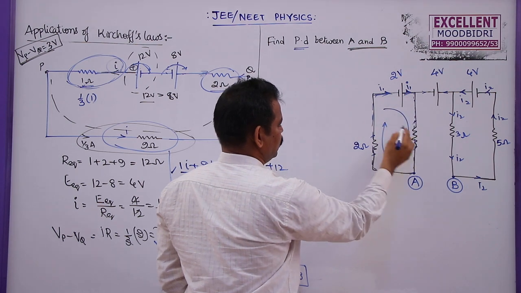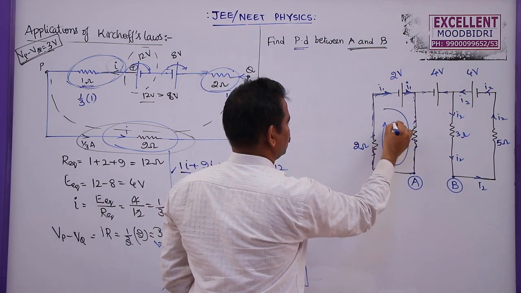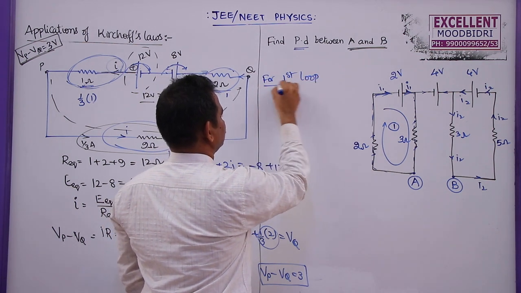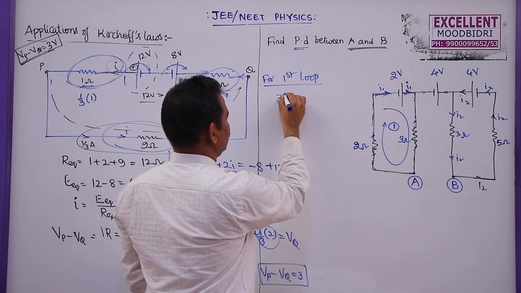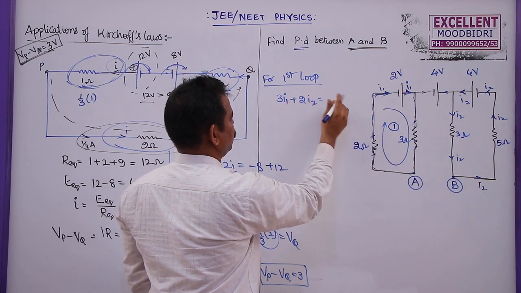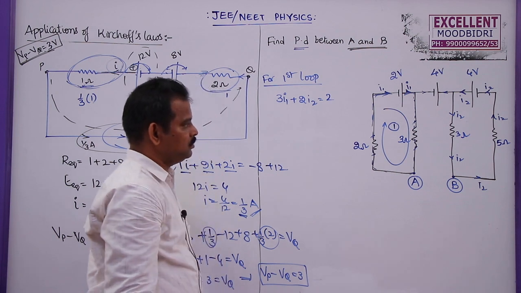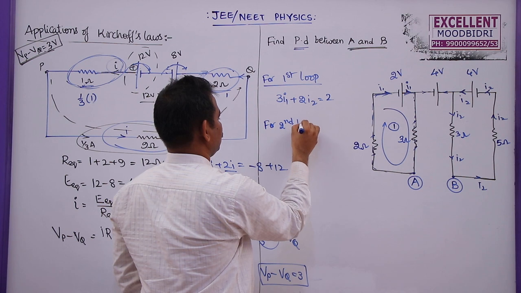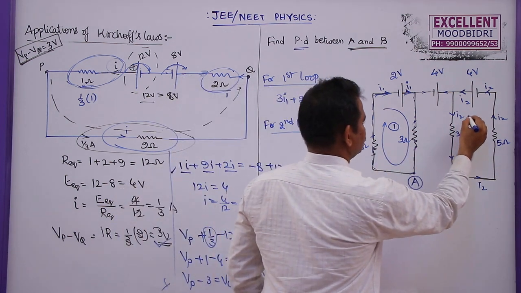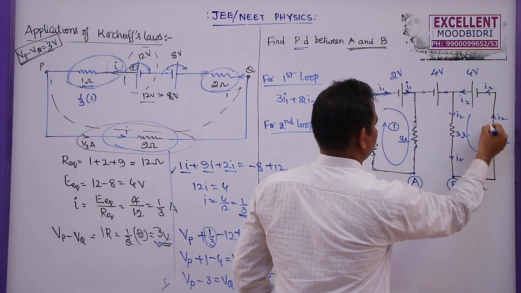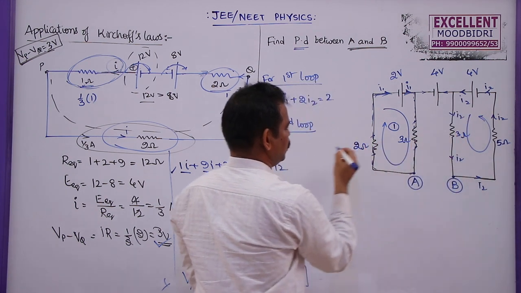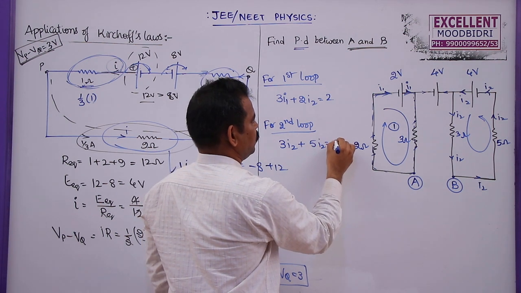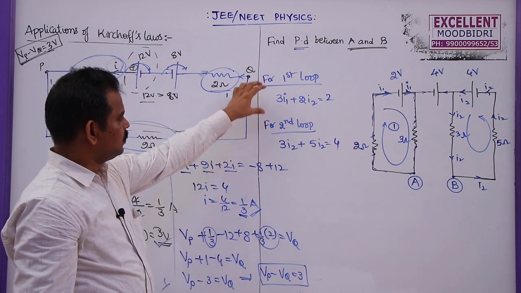Here I can write, for the first loop, 3I1 plus 2I2 is equal to 2. This is the formula. And for the second loop, I am going to take this direction. So this is 3I2 plus 5I2 is equal to 4. So these are the values.